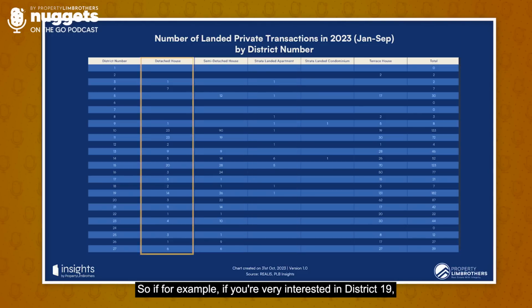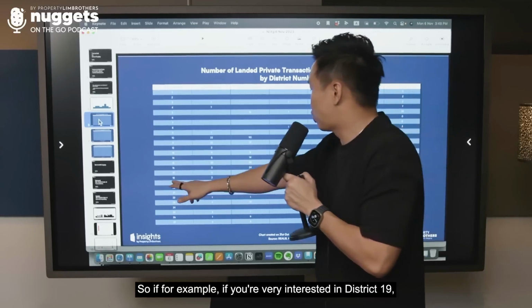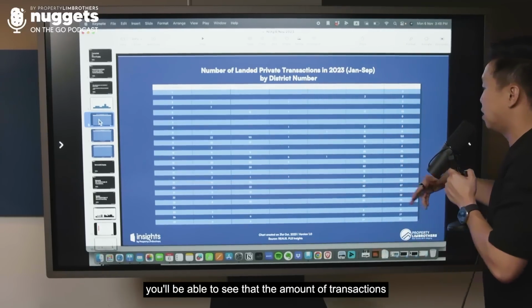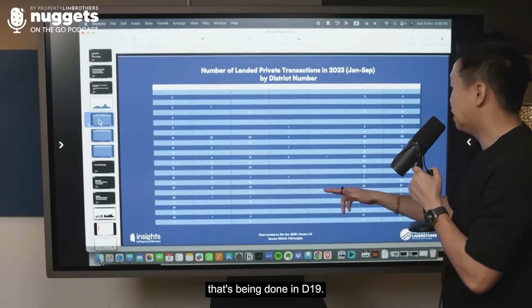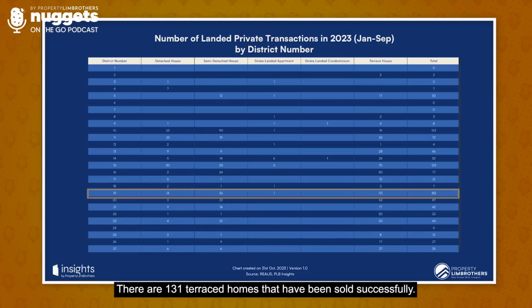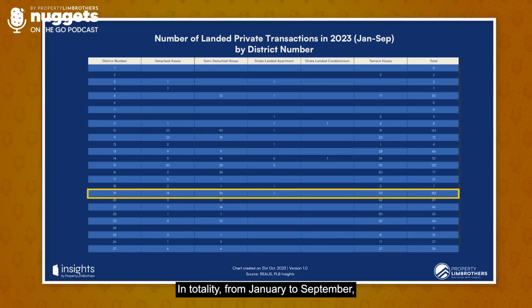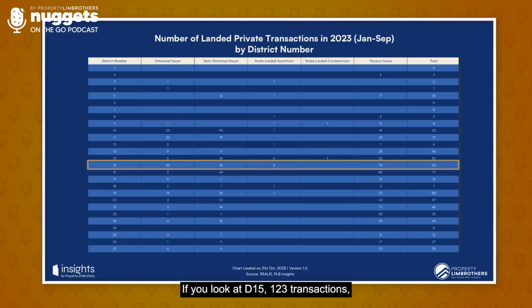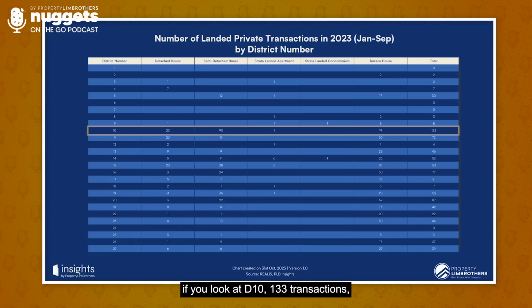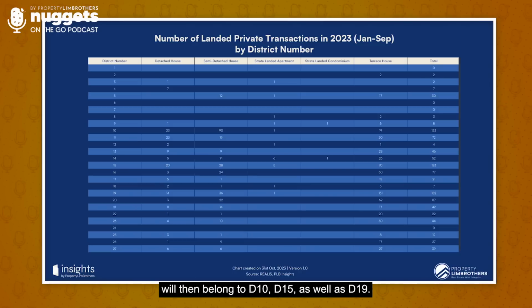So if, for example, you are very interested in District 19, you'll be able to see the amount of transactions done in D19. There are 131 terrace homes that have been sold successfully. In totality, from Jan to September, in the first 9 months of the year, 182 transactions in D19. If you look at D15, 123 transactions. If you look at D10, 133 transactions. So the top 3 transactor districts will belong to D10, D15, as well as D19.